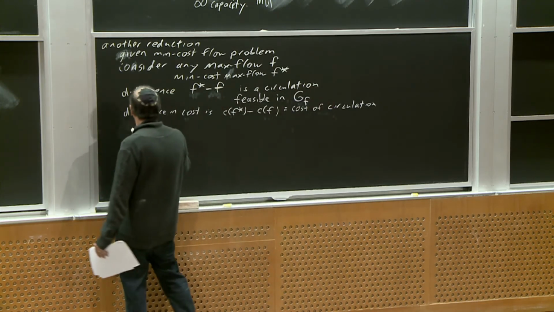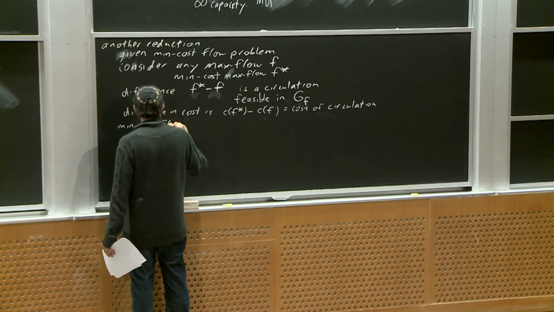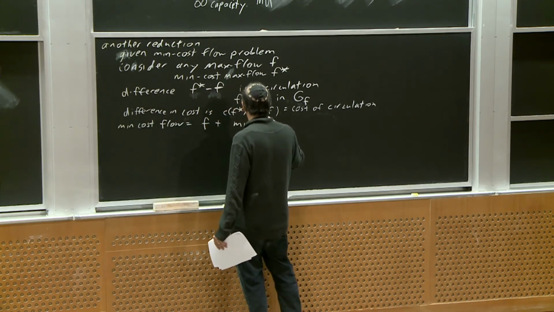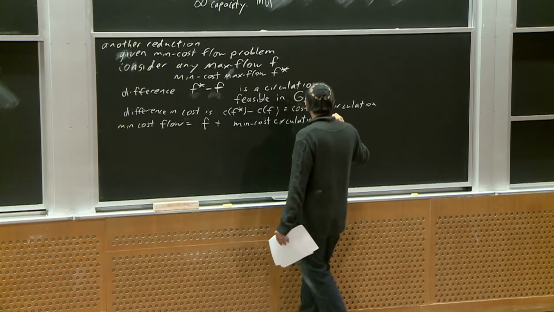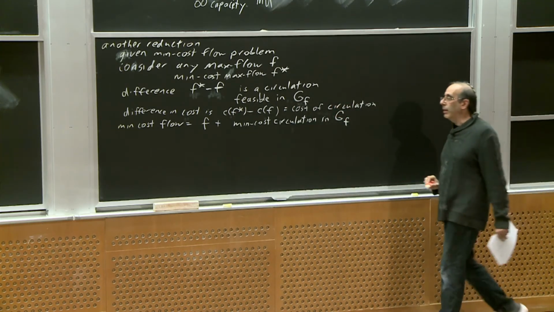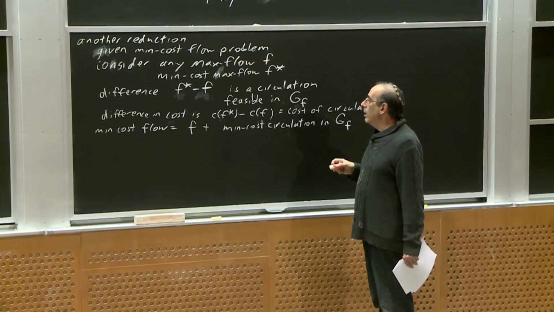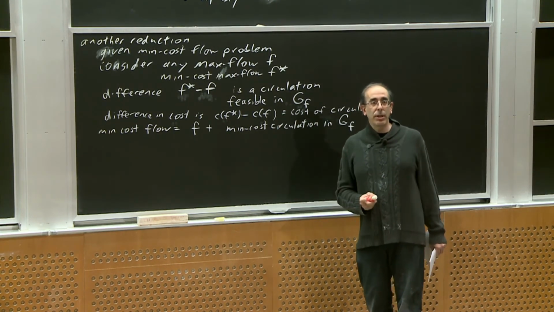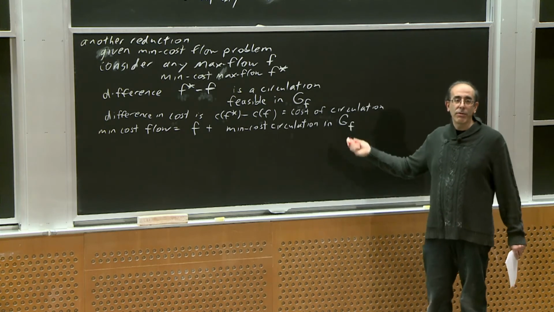And so what that tells you is that the min-cost flow is just equal to F plus whatever the min-cost circulation is in the residual graph of F. So this is a different reduction, but in order to find a min-cost flow, you just find any old max flow, and then you turn it into the min-cost flow by adding a min-cost circulation in the residual graph. And this just follows from the linearity of all of these objective functions.